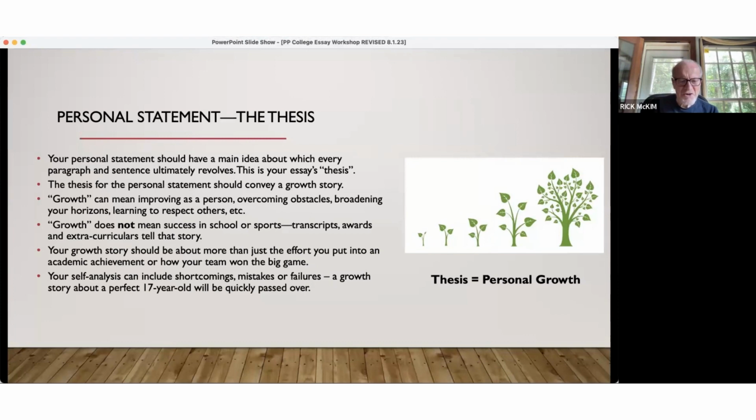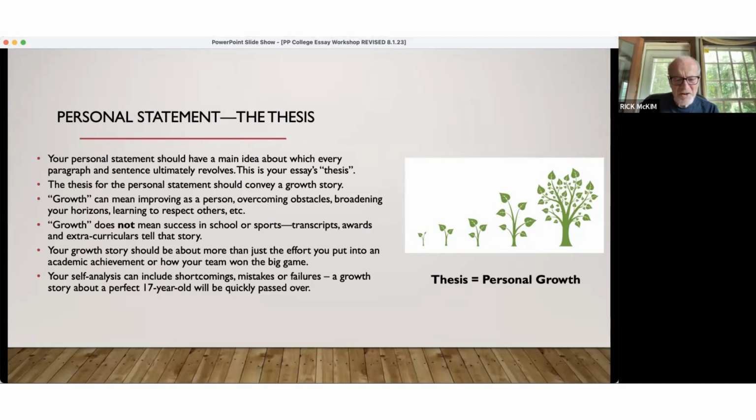Your self-analysis can include shortcomings, mistakes, or failures. This is very important because you're showcasing your analytic skills, your ability to look inside yourself and see what's there with a fair degree of objectivity, not just virtues and what a wonderful person you are, but analyzing your shortcomings, flaws in your character that you're working on, mistakes, failures that help you grow, things like that.